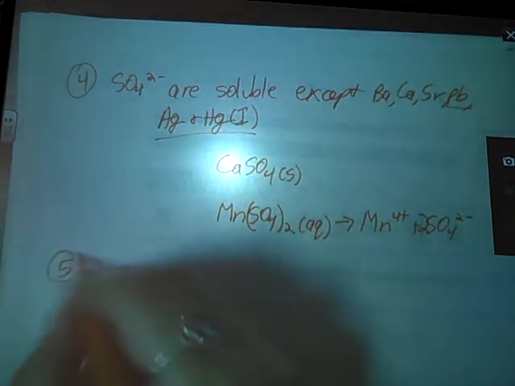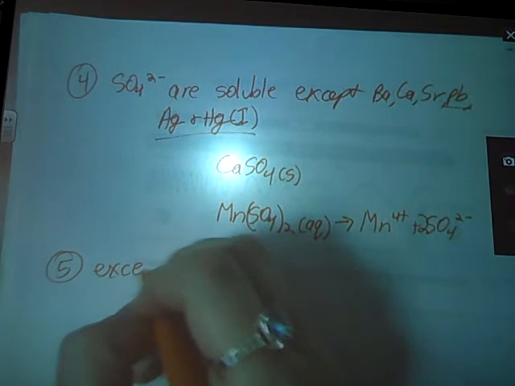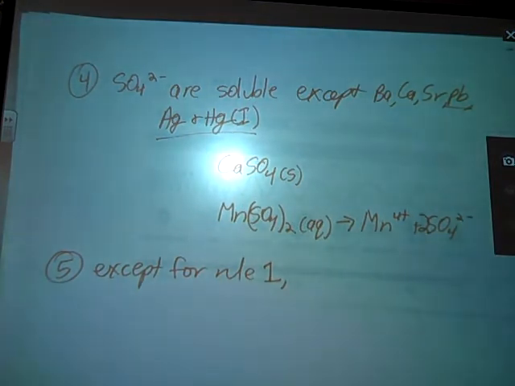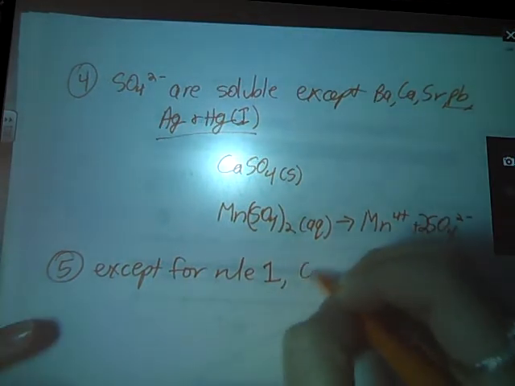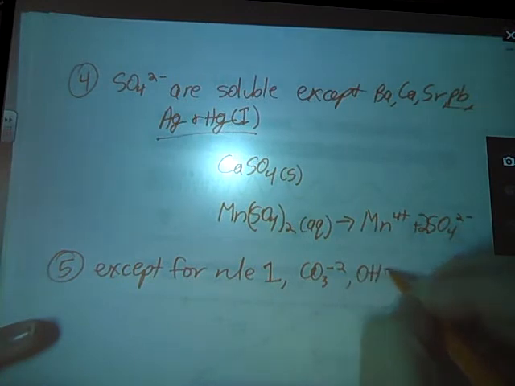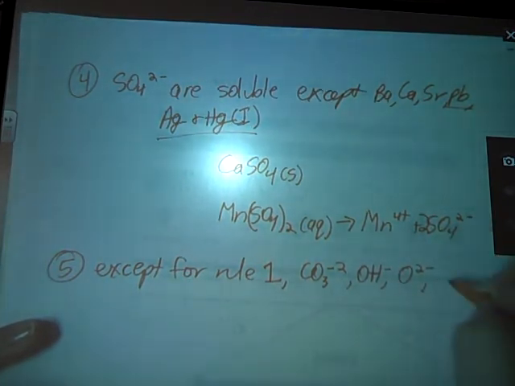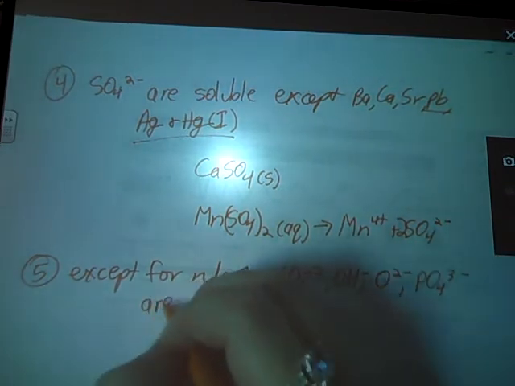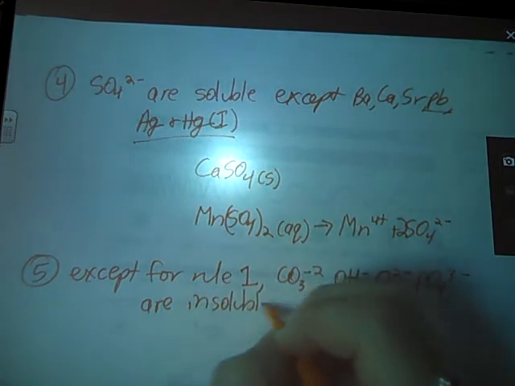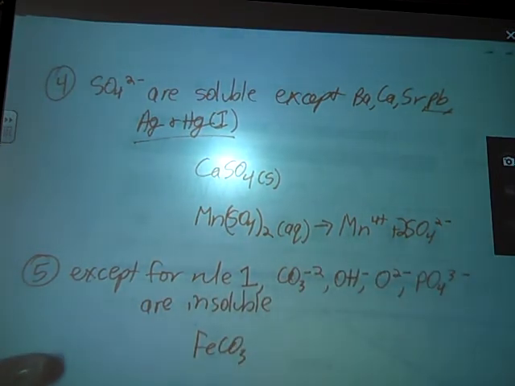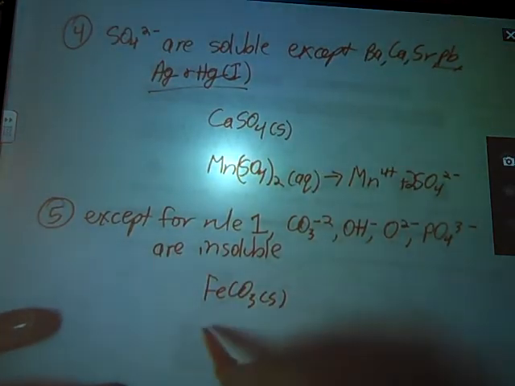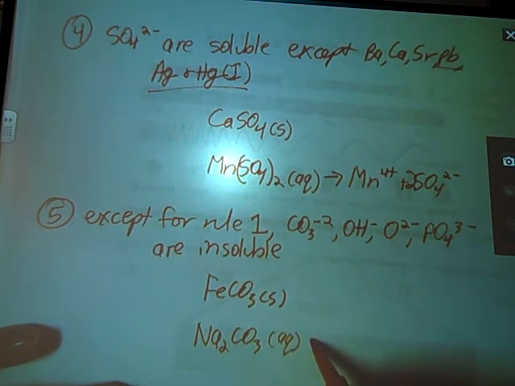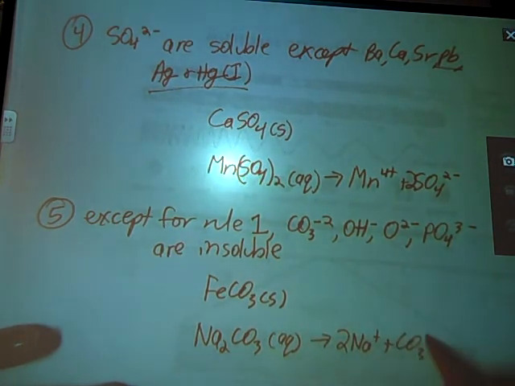My 5th rule says, except for rule 1. So rule 1 said that anything from group 1 or ammonium is soluble. So, that being said, carbonates, hydroxides, oxides, silicates, there's several ways you can write silicates, and phosphates are insoluble. They are not soluble. So, iron 2 carbonate, not soluble. Sodium carbonate. Sodium is a group 1 metal. There's that rule 1 exception. So this guy is soluble. He will break into his respective ions.